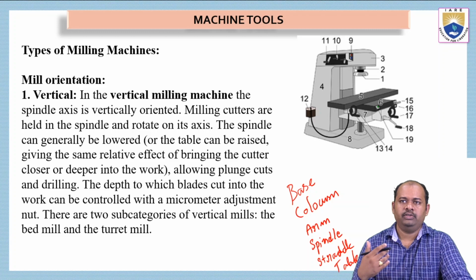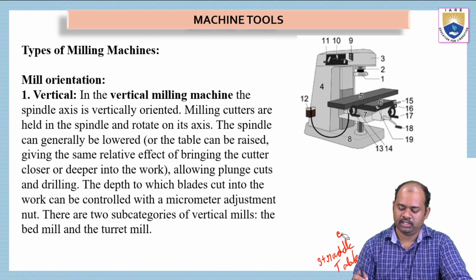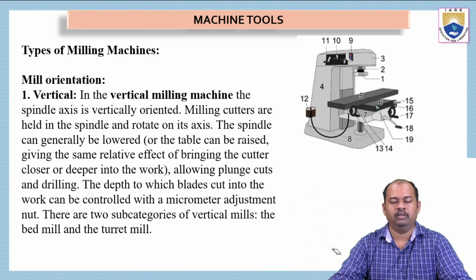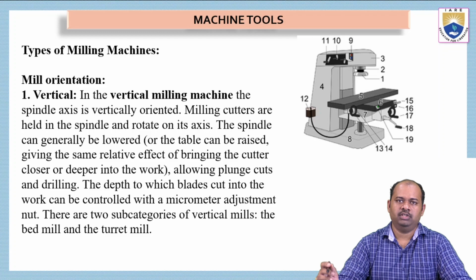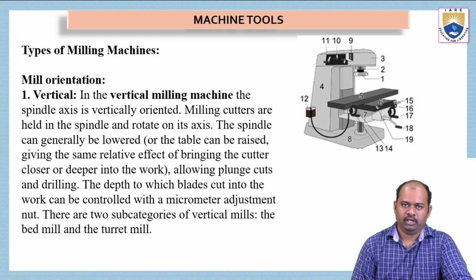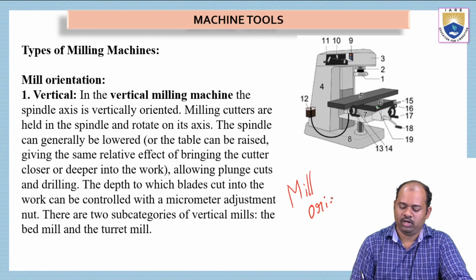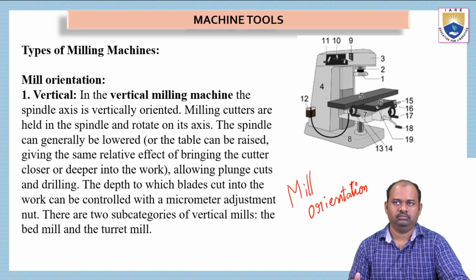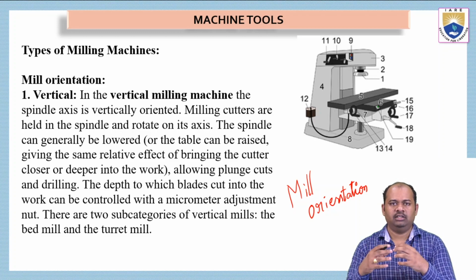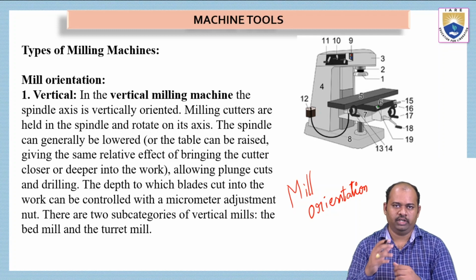Now we are going to see what are the different types of milling machines and what are the different types of applications or operations that can be done on different types of machines. So in them, the first one is vertical milling machine. When we compare different types of milling machines, we have to compare them with the help of the type of milling operation it is doing or the mill orientation. Mill orientation is the one parameter which indicates in which direction the mill is oriented.